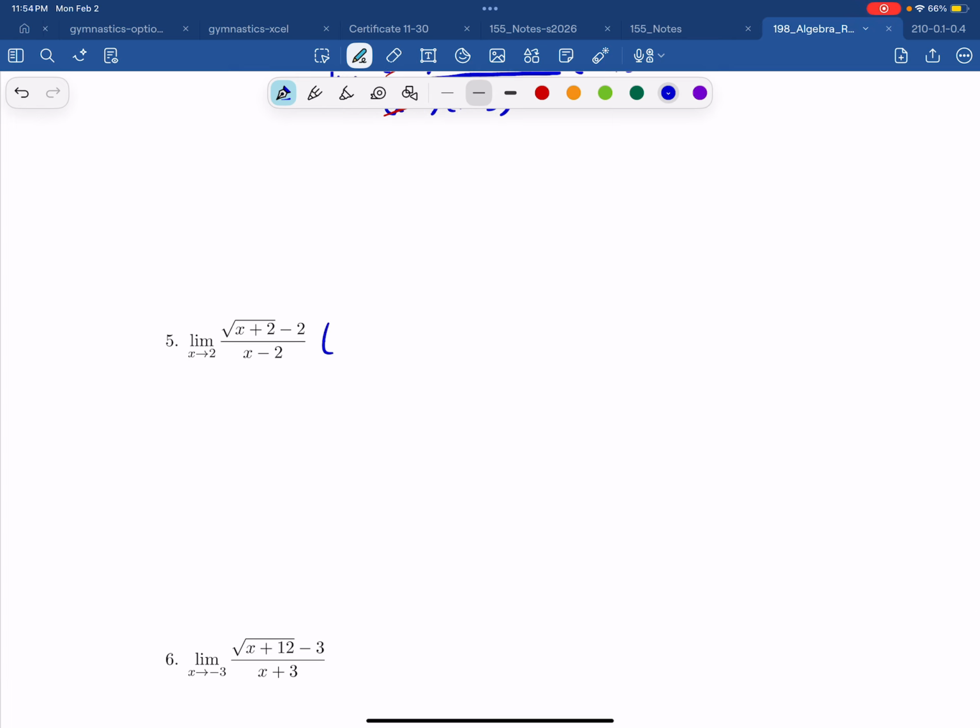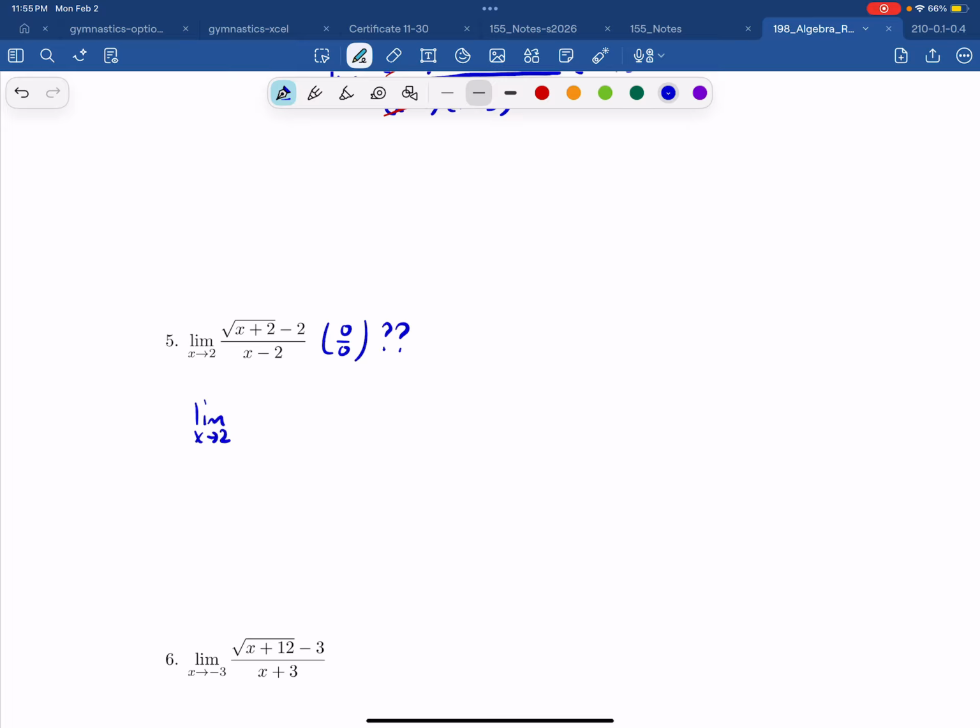Number 5, sure enough, you plug it in, you get 0 over 0, but what the heck is with that square root? And the weird thing is, it doesn't look like we can factor anything out. And really, it doesn't look like we can. So instead, we're going to do the opposite. We're going to multiply by a common factor. So I'm going to rewrite this.